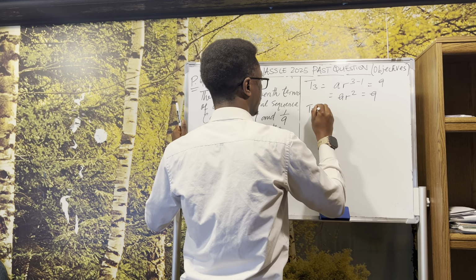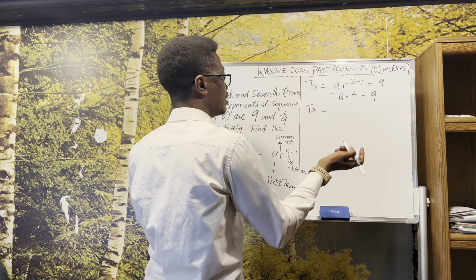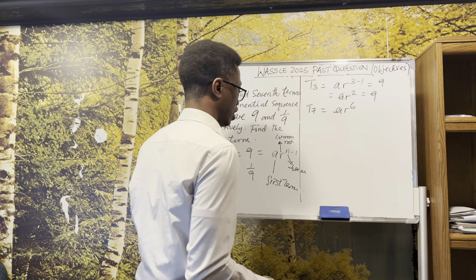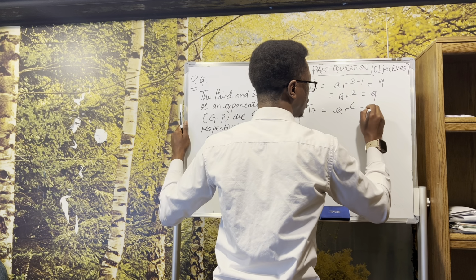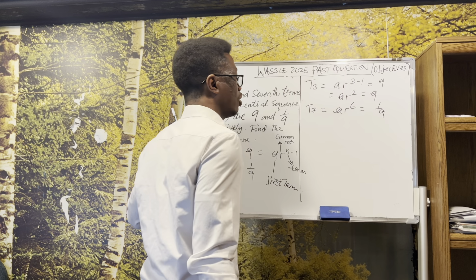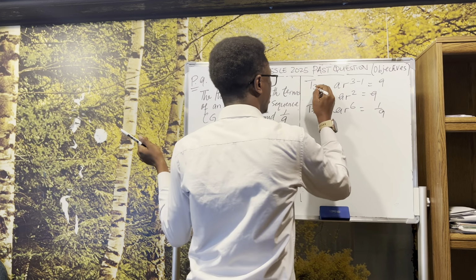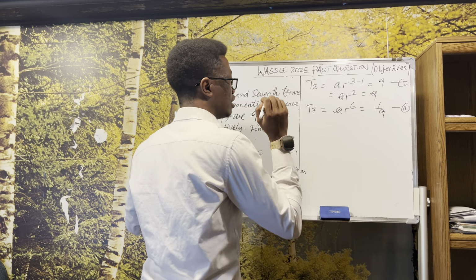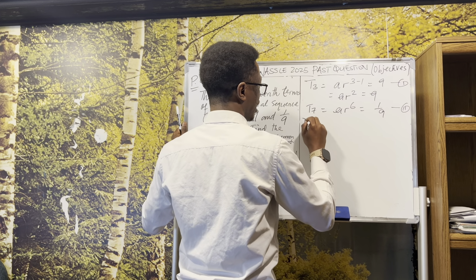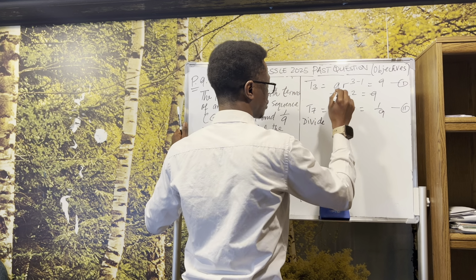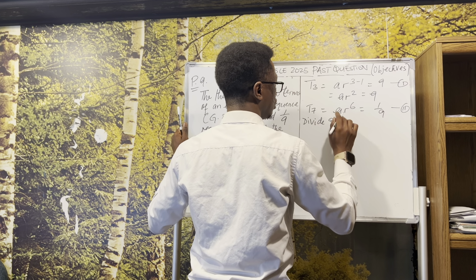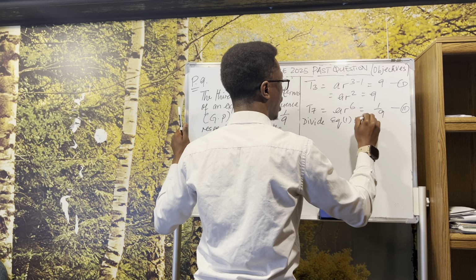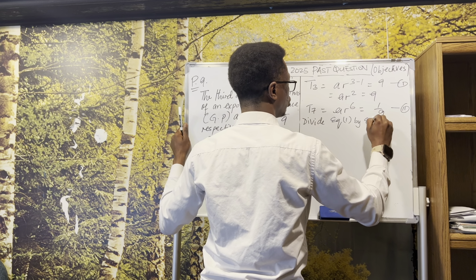What about the seventh term? Of course, it's just going to be A R raised to the power 6, you just subtract, and that's equal to 1 over 9. Now you have two equations here. Take this one as equation 1 and this as equation 2. The next thing you have to do is divide equation 1 by equation 2.